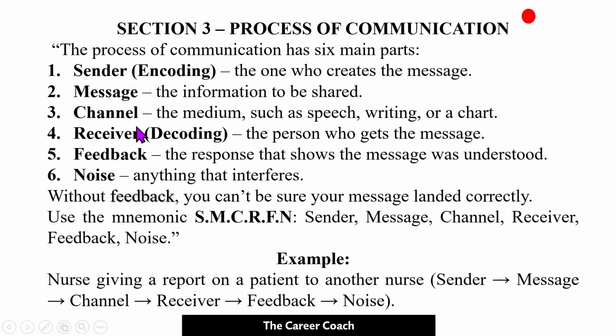4, the receiver. The receiver is the decoder. The person who gets the message is the decoder. 5, feedback, the response. The response that shows the message was understood is feedback. 6, noise, anything that interferes. So these are the process of communication: sender, message, channel, receiver, feedback, and noise.